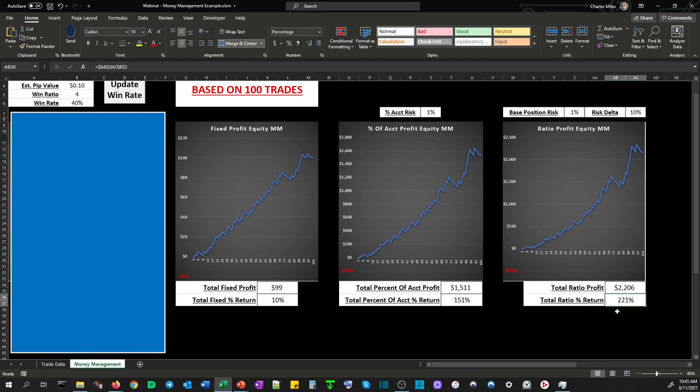So it's less. It was 300 I think before, now it's $2,200. Okay, more conservative. Still more aggressive than percent of account. We're taking advantage of those winners. And again, the idea is to be able to take advantage of that small account.